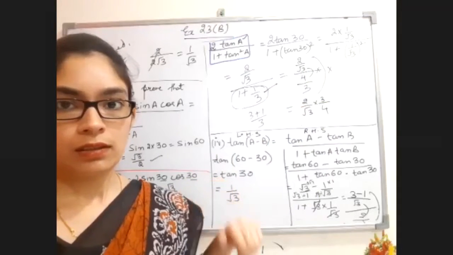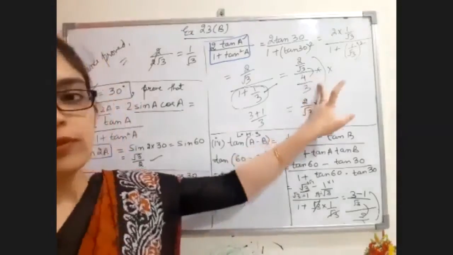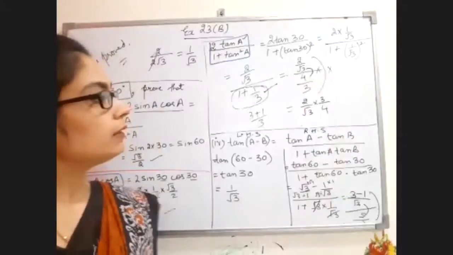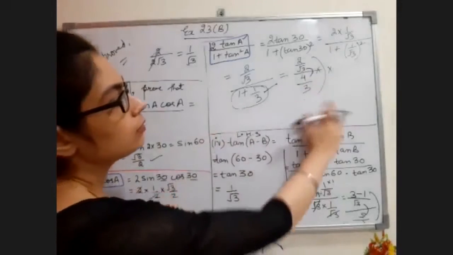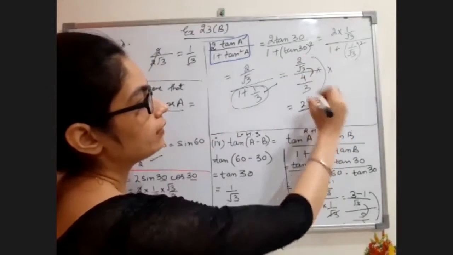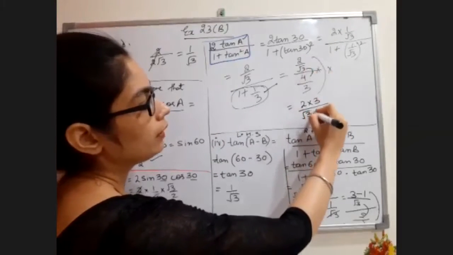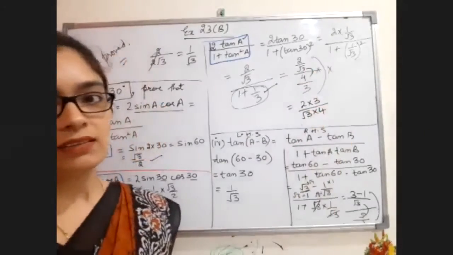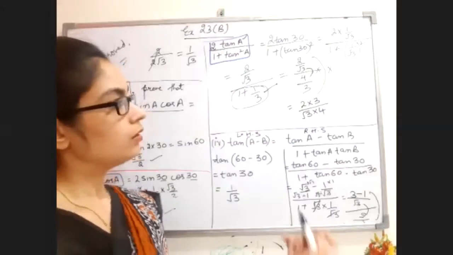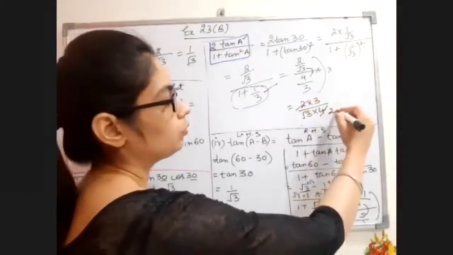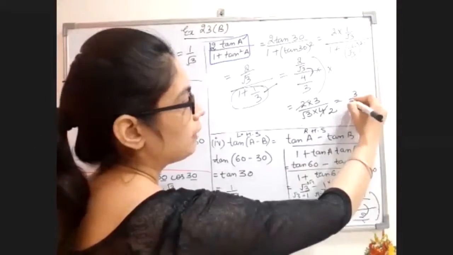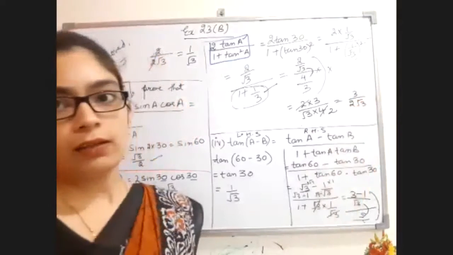No, ma'am. Okay. So now see, when two fractions are there, the inner ones get multiplied and the outer ones get multiplied. So I can write it as 2 into 3 on top, and root 3 into 4 below. Can I do any cancellation here? Yes, ma'am, 2 ones are 2, 2 twos are 4. Still I have 3 by 2 root 3. Can I do any other cancellation here?